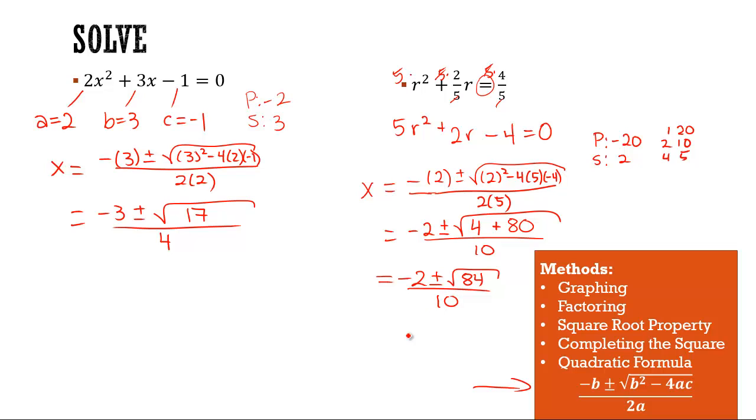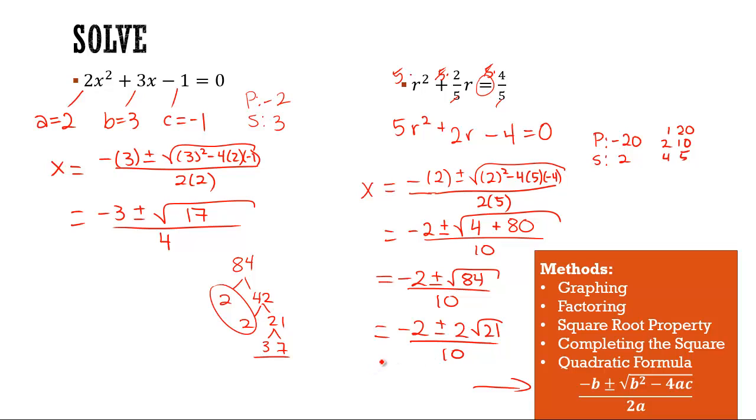Now this one can simplify a bit. The 84, let's look at how that's simplified. That's 2 times 42, which is 2 times 21, which is 3 times 7. So a factor of 2 comes out, and a 21 is left in. So we've got negative 2 plus or minus 2 root 21 over 10.